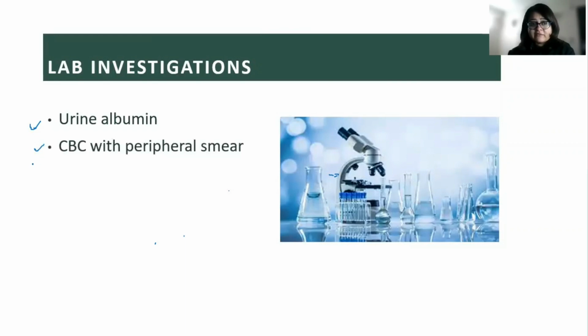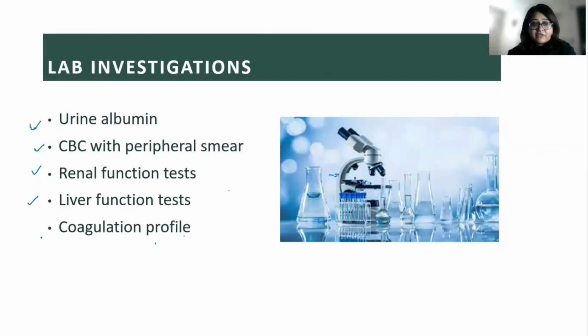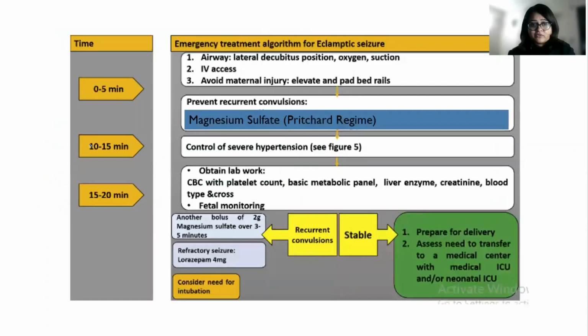We need to see the level of hemoglobin, if there's any hemolysis happening, if there is associated HELLP syndrome, also thrombocytopenia. Her renal function tests, her liver function tests, her coagulation profile are very, very important, because all this will help us in planning her delivery. So this is also done.